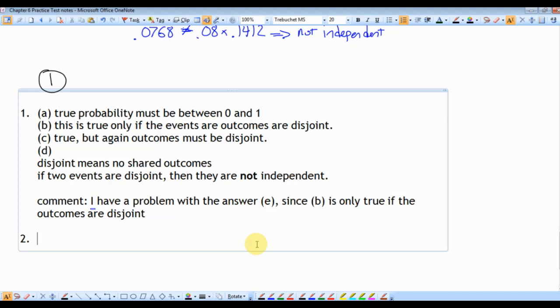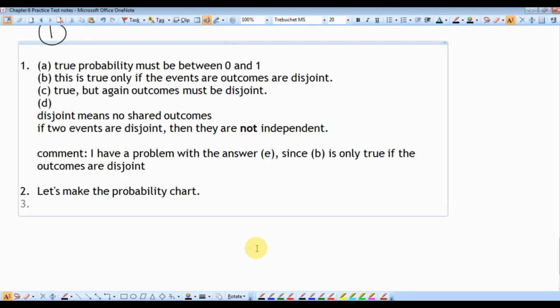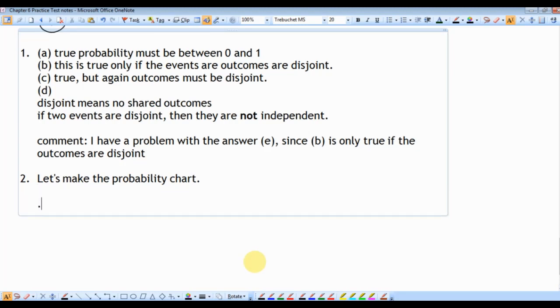Thank you, Sharon. Question 2. Event A occurs with a probability of 0.2. Event B occurs with a probability of 0.8. A and B are disjoint, mutually exclusive. Okay, so let's make that chart. Here is our probability chart. We start off with A and A complement, and of course total.